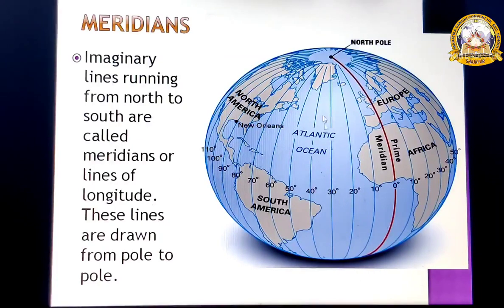And they divide our earth vertically. हमारी अर्थ को vertically divide करती हैं. What are meridians? Imaginary lines running from north to south are known as meridians or lines of longitude.